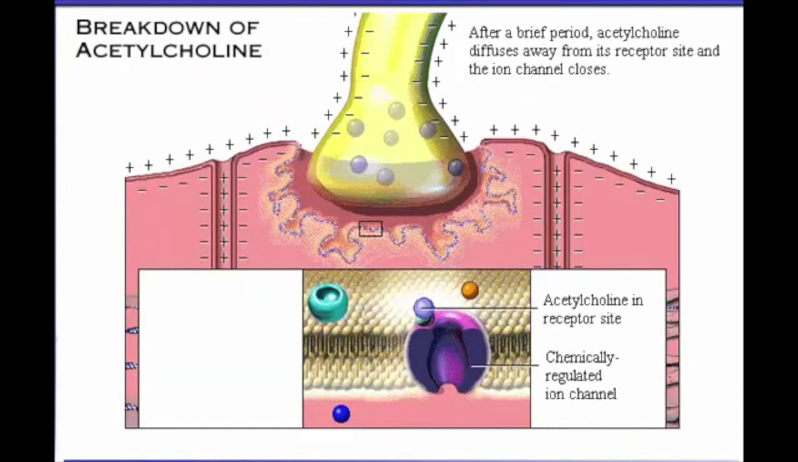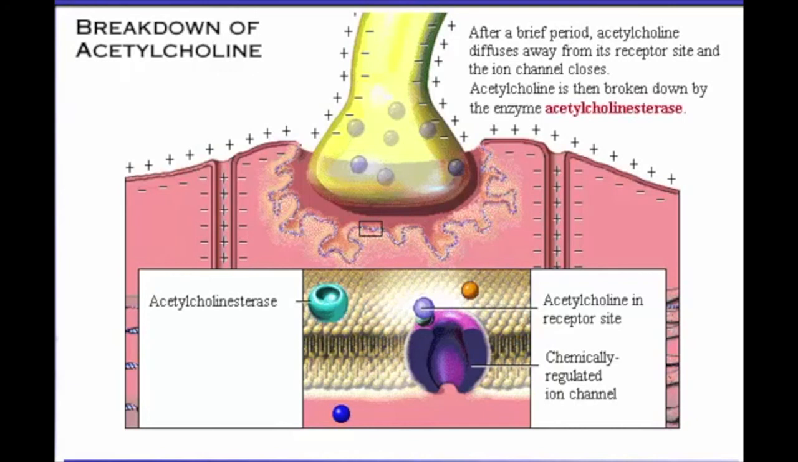After a brief period of time, acetylcholine diffuses away from its receptor site, and the ion channel closes. Acetylcholine is then broken down by the enzyme acetylcholinesterase.